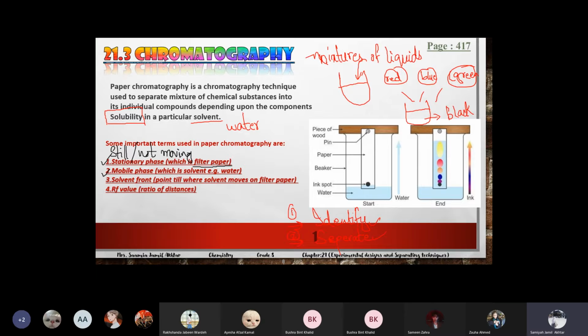Stationary phase is filter paper which we set one time and we will not touch it again. Mobile phase is the solvent. The solvent which we take will move automatically by itself, because it will get absorbed by the filter paper. Next is solvent front and RF value. Today I'll tell you what the solvent front is and we'll calculate the RF value also.